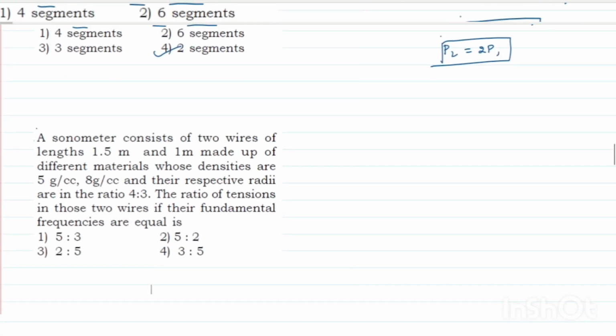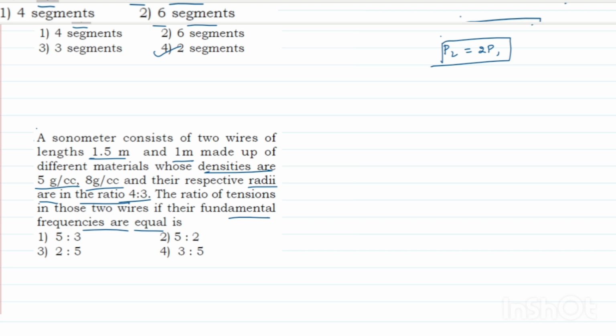Let us see the next question, students. Here a sonometer consists of 2 wires of lengths 1.5 meter and 1 meter. They are made up of different materials whose densities are 5 gram per cc and 8 gram per cc. The respective radii are in the ratio 4:3, and we need the ratio of the tension in those 2 wires if their fundamental frequencies are equal.